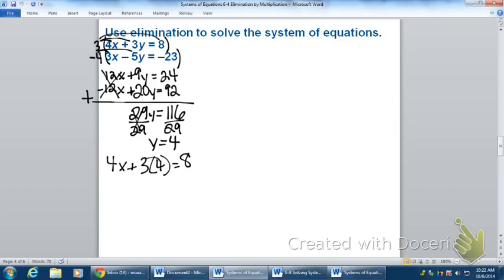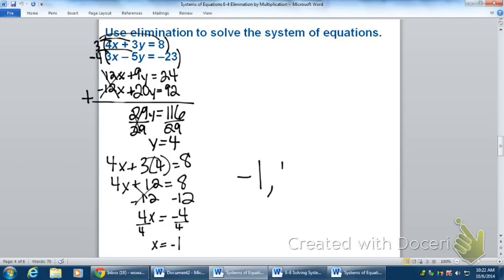So from here, I'm getting x by itself. That's all I'm doing. 4 times 3 gives me 12. I'm going to subtract 12 from both sides. That leaves me with a negative 4 is equal to 4x. The last step to this is to divide both sides by 4. So the solution is negative 1, 4. That's what your solution should have been.